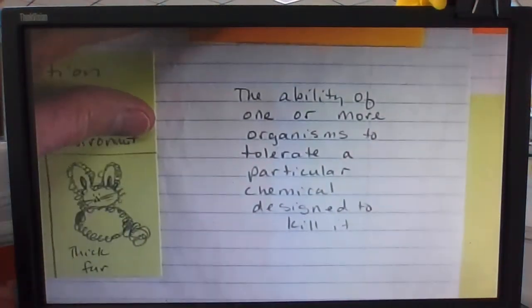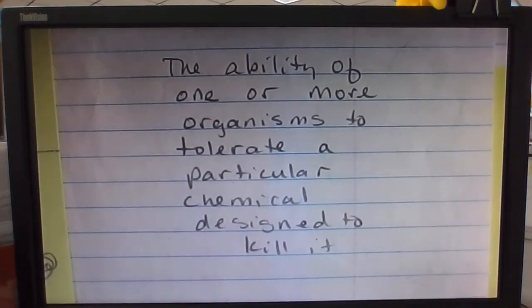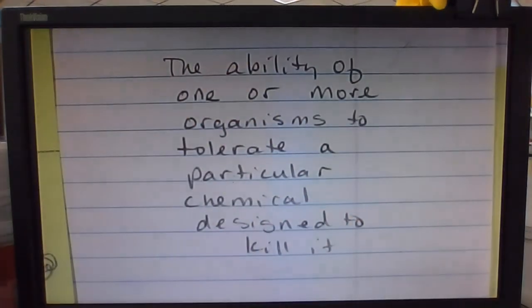All right, resistance: the ability of one or more organisms to tolerate a particular chemical designed to kill it.